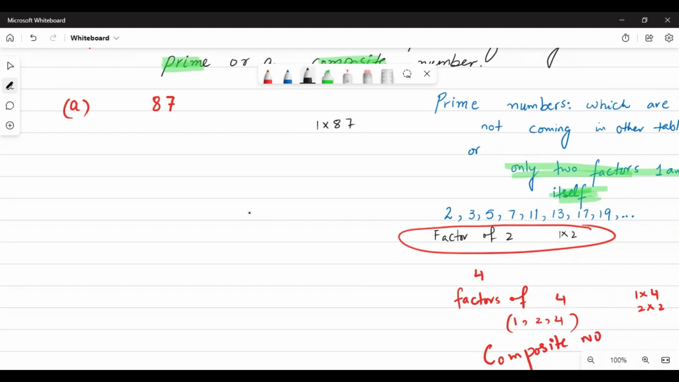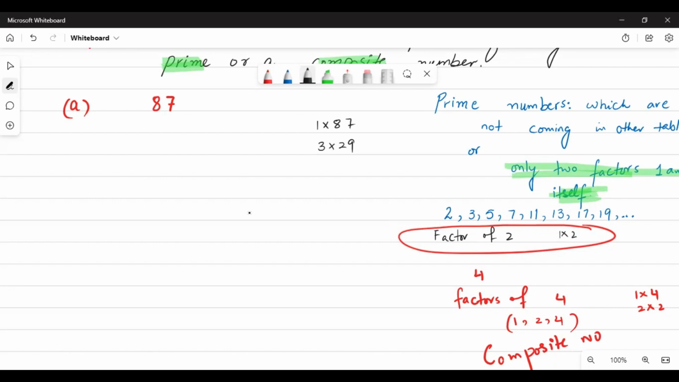Because if I add 8 plus 7, that is equal to 15, but 15 is coming in the table of 3. So it means that it is divisible by 3. If I divide 87 by 3, I am getting 29. So 3 times 29 is 87. It means that you don't need to make all the factors.